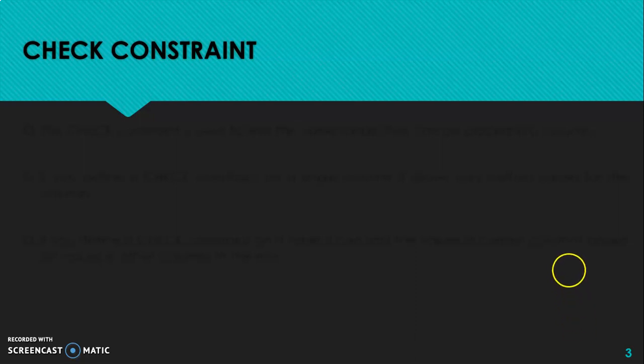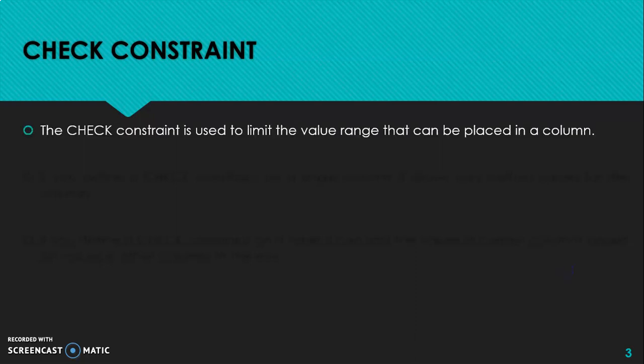Now the check constraint, as the name indicates, is to check certain values in a column. A check constraint is used to limit the value range that can be placed in a column. As it says, for every attribute type you have a certain range of values, that is a domain. So the value in that column will be from a certain domain. But sometimes that domain can be very large, so we can limit that domain using the check constraint.